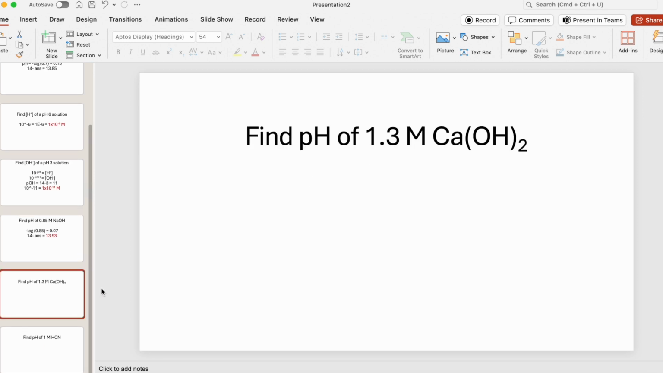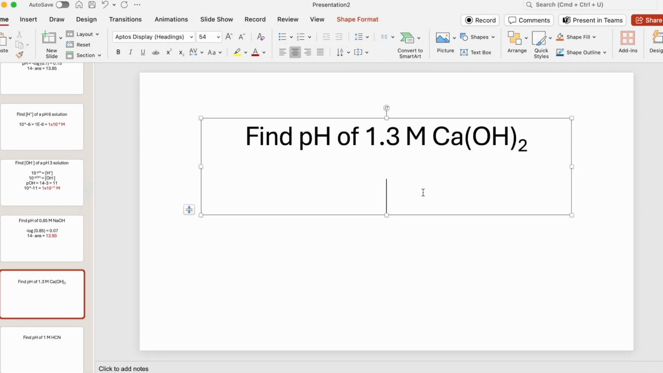Okay, 2 more, and then we're done here. I want the pH of a 1.3 molar solution of calcium hydroxide. Be very careful here. This, too, is going to cause people some issues, all right? All that means is you've got to double the base concentration.